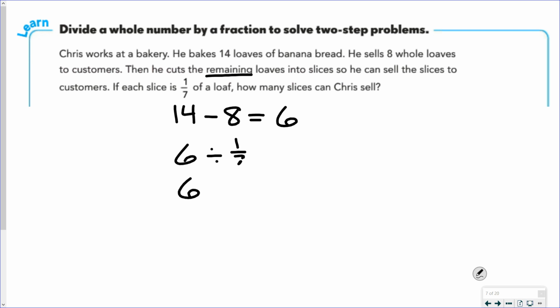So we follow our rules. We keep the first number the same, change division to multiplication, use the reciprocal of the second number. 6 times 7 is 42. So that would be 42 slices.